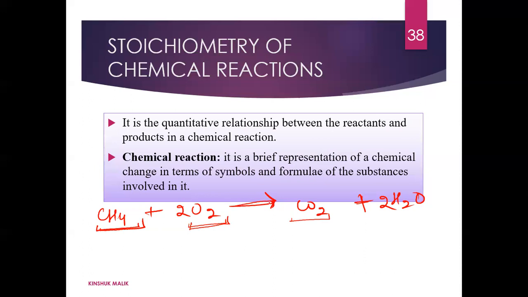But if we want to make it more informative, then we can simply determine what is the phase or what is the state in which this methane is. Like if it is a gas or it is solid, then we can simply write G in bracket. Then oxygen is in gaseous state again. Okay, so here we can make this reaction more informative. Okay, so now we can understand some more things about this reaction.